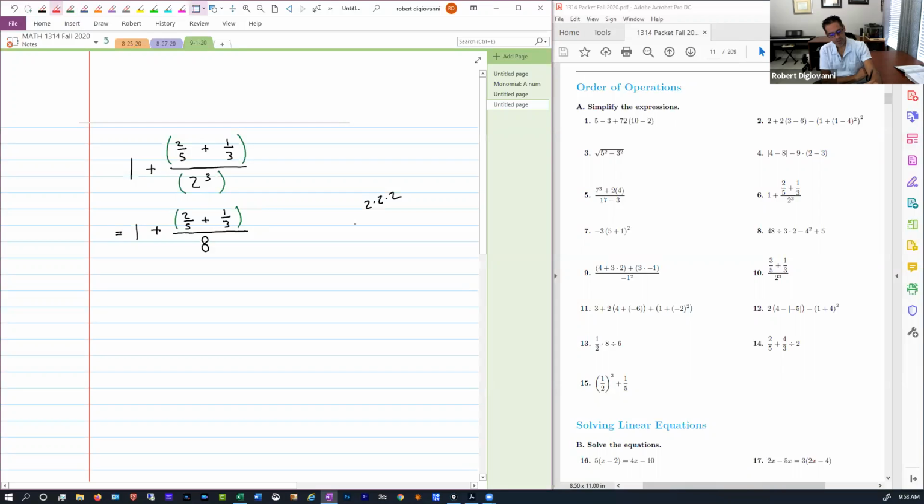So I'm going to do this on the side. I'm going to go 2/5 plus 1/3. So this is like scratch work. And do you remember the procedure here? I'm going to move on, Jesus, I'll cut you off here.